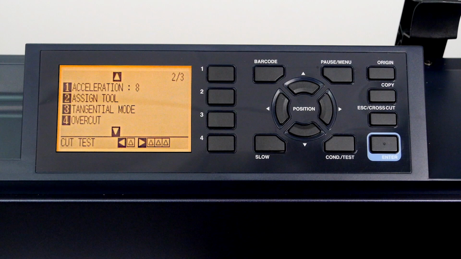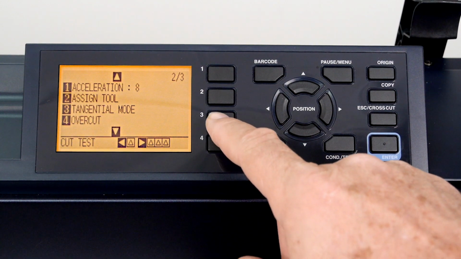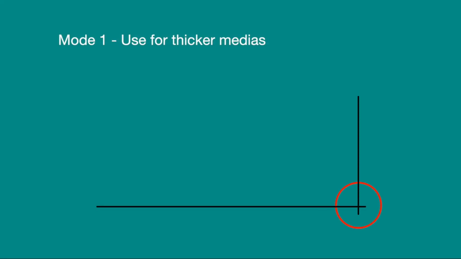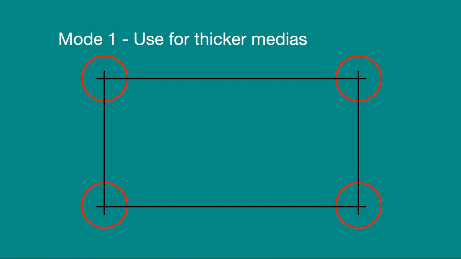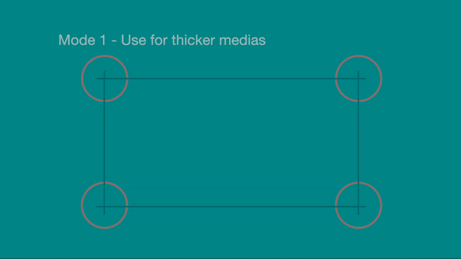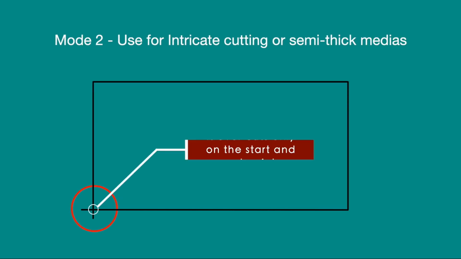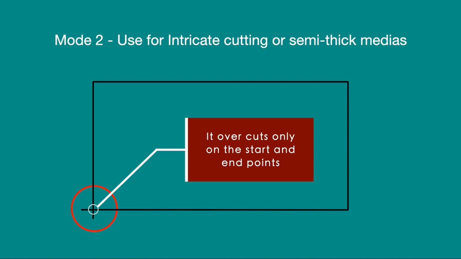To enable the tangential mode, first press the 3 key. Condition 5 is highlighted, so we now have a choice of pressing 1 for mode 1, pressing 2 for mode 2, or pressing 3 to keep it disabled. Mode 1 will cause the blade to lift at each corner as well as overcuts each corner. It is generally used for thicker media because it provides clean corners. Mode 2 is for semi-thick medias. It will cause the blade to lift at each corner, but only overcuts on the corner of the start and end point.